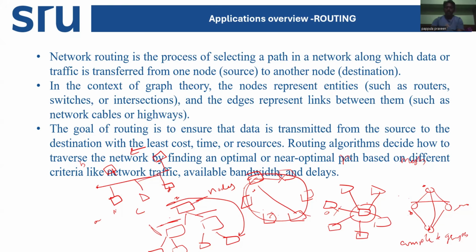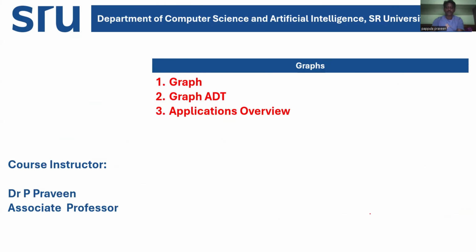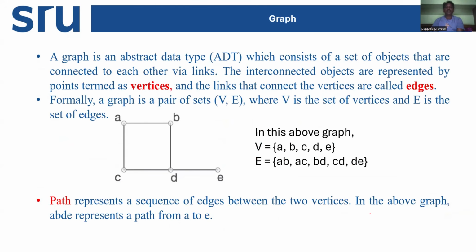So now this is about the introduction to graphs. Once again, I want to explain graphs. A graph is an abstract data type which consists of a set of objects that are connected to each other via links. The interconnected objects are represented by points termed vertices. That is, the graph is G equal to (V, E), a combination of vertices and edges.